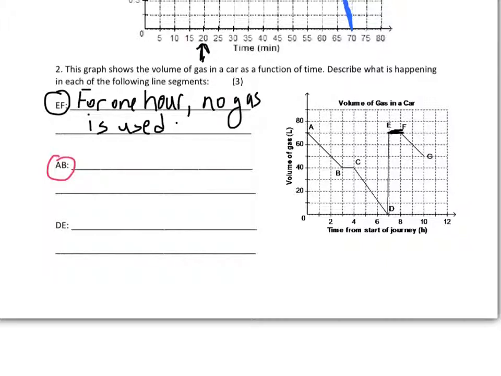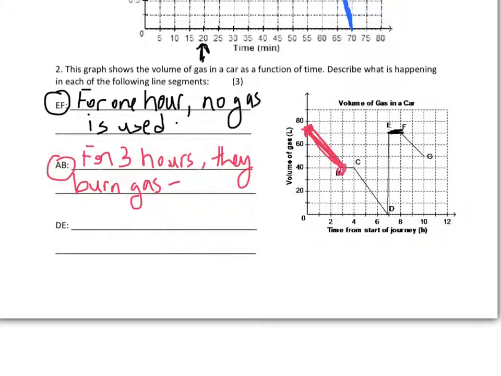Okay, AB. That's a 3-hour period, so we could say for 3 hours, they burn gas. And you could specify that if you like. I guess they burned from 70, which is the volume they started with, and they finished here at 40. So let's say 30 liters. And you could say this in a number of ways as well.